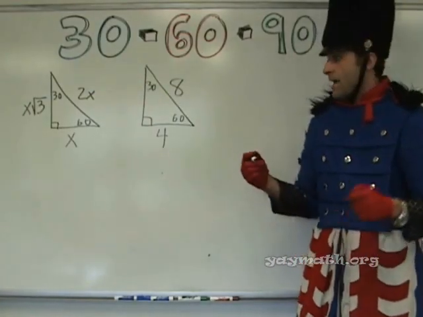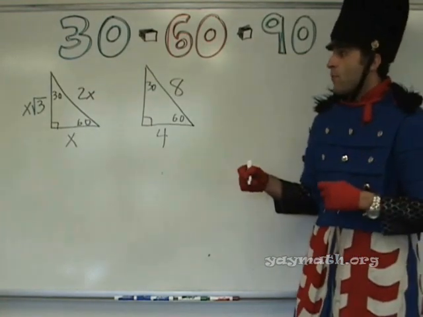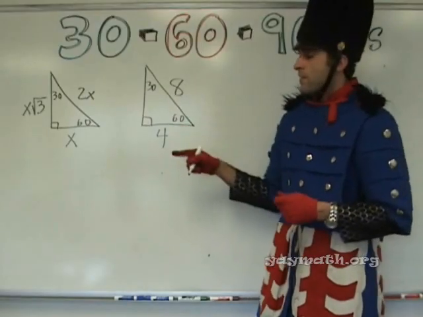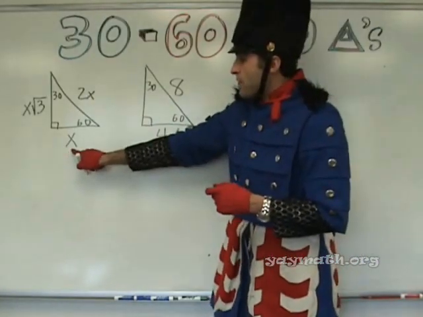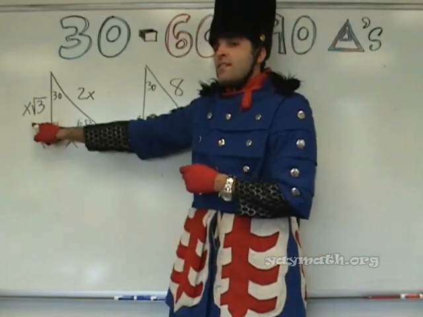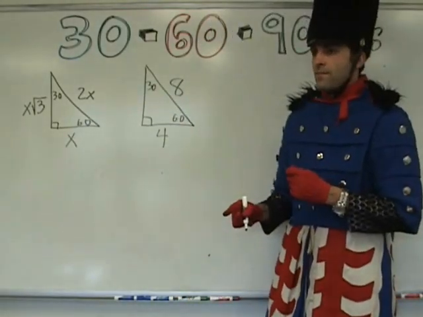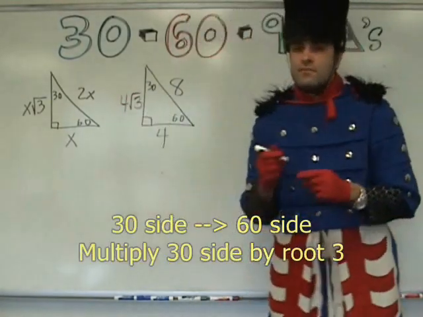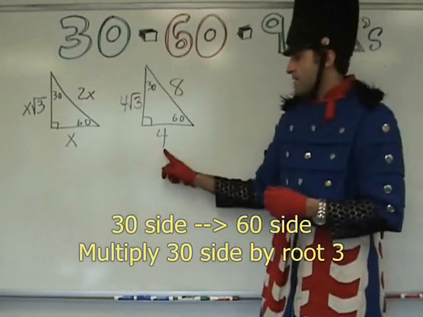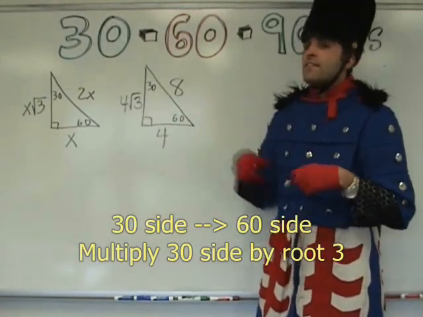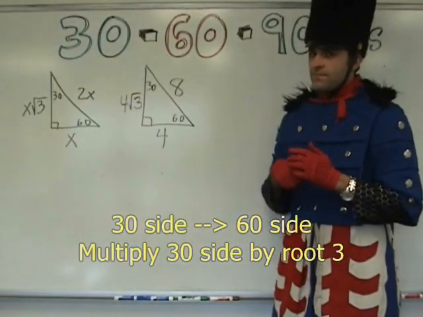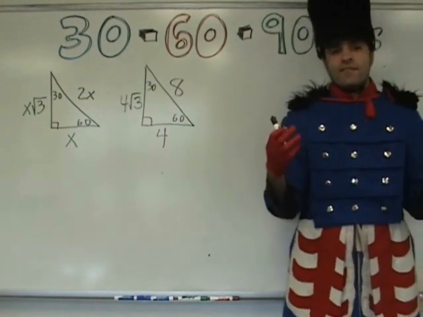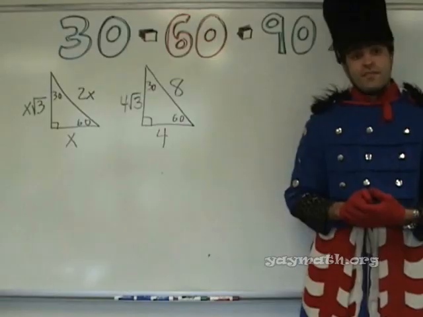Not 6? It's a good guess, because you're thinking medium, but it's not necessarily the case. It's 4 times the square root of 3. Whatever the 30 side is, to get to the 60 side, you multiply by the square root of 3. That's a rule. You just leave it like that; you don't actually have to find the square root of 3, which is about 1.7. It's always just the square root of 3.